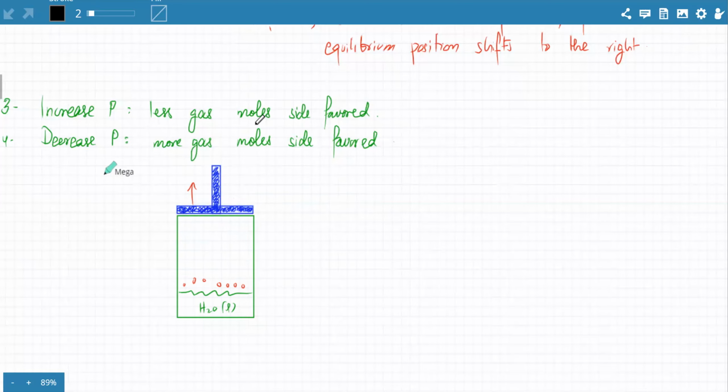Automatically, there's going to be more evaporation, a lot more evaporation, because there's a lot of room now for the gas to form. So what's going to happen? More gas is going to form.